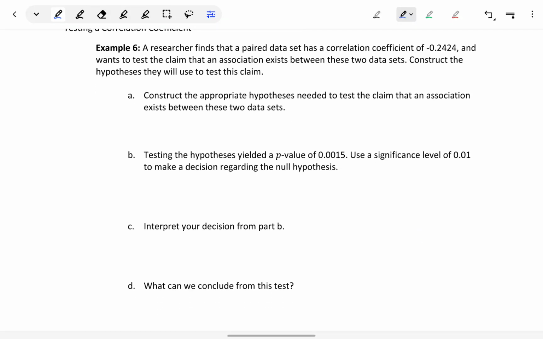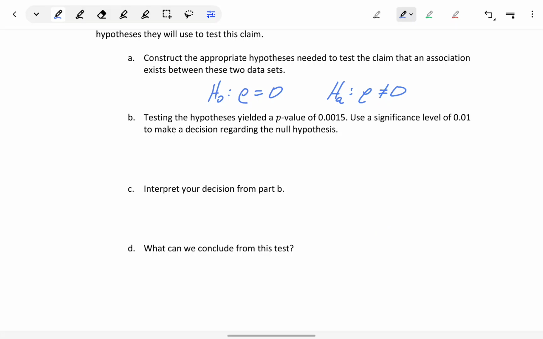In example 6, we're looking at the situation we first talked about in example 3, where our null hypothesis was rho is equal to 0, and the alternative was that rho is different than 0 or not equal to 0. If we get a p-value of 0.0015, our p-value is less than or equal to 0.01, so we reject the null hypothesis.